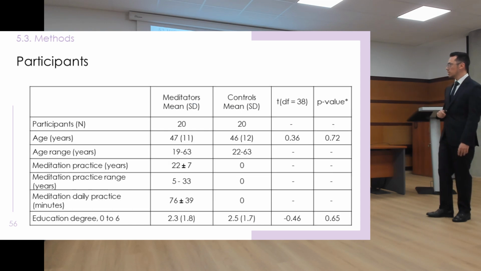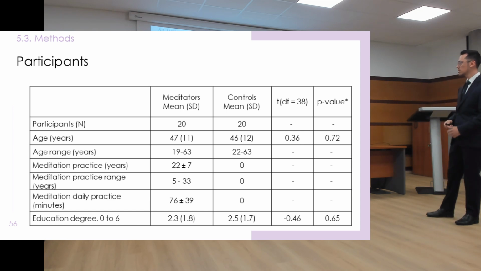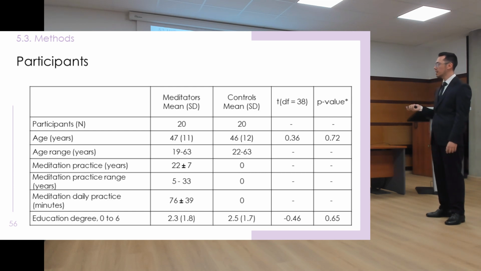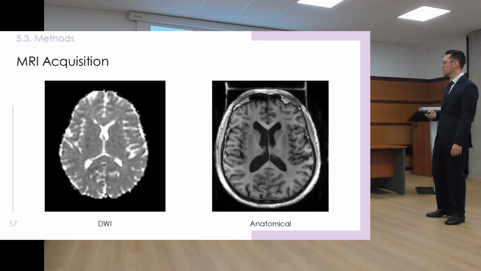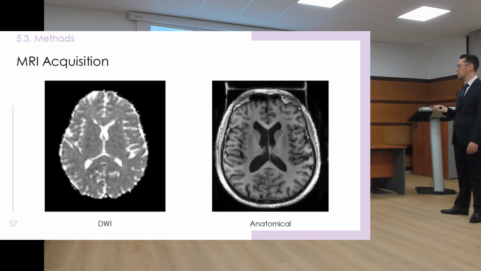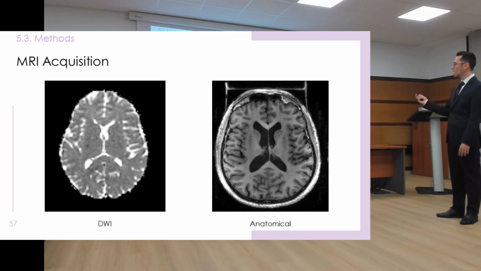40 volunteers participated in this study, 20 meditators and an equivalent group of 20 controls. Meditators had at least 5 years of daily meditation practice, and they averaged 76 minutes of daily practice. The diffusion images were acquired with a weighting value of 1,000 seconds per square millimeter, and one reference image with no diffusion weighting at all was also acquired, as well as a high resolution anatomical image for reference.